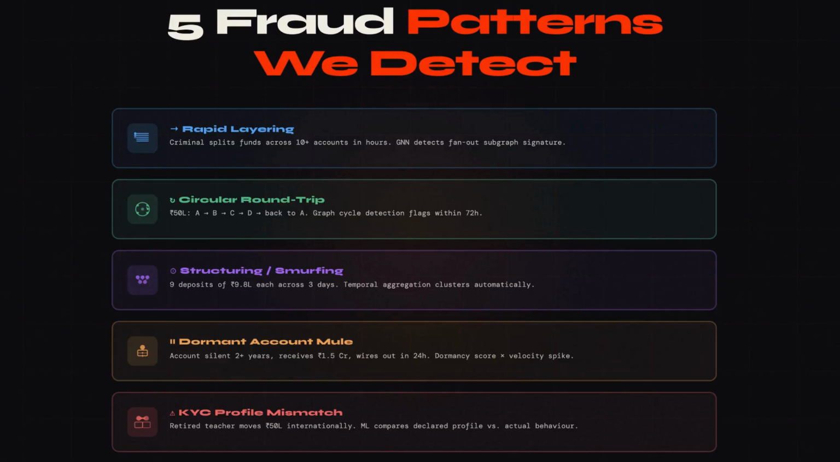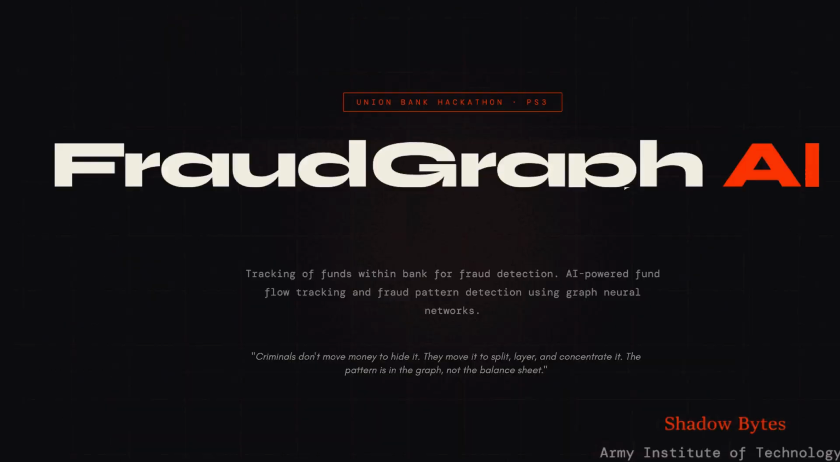There are 5 fraud patterns listed on Indian banks right now: rapid clearing, circular round tripping, structuring below thresholds, dormant account rules, and KYC profile mismatches. FraudGraph AI detects all 5 in real time. We built FraudGraph AI, an intelligent fund flow tracking system that sees fraud the way criminals design it, as a network. Instead of analyzing transactions one row at a time, we map every account as a node and every transaction as an edge in a live knowledge graph.